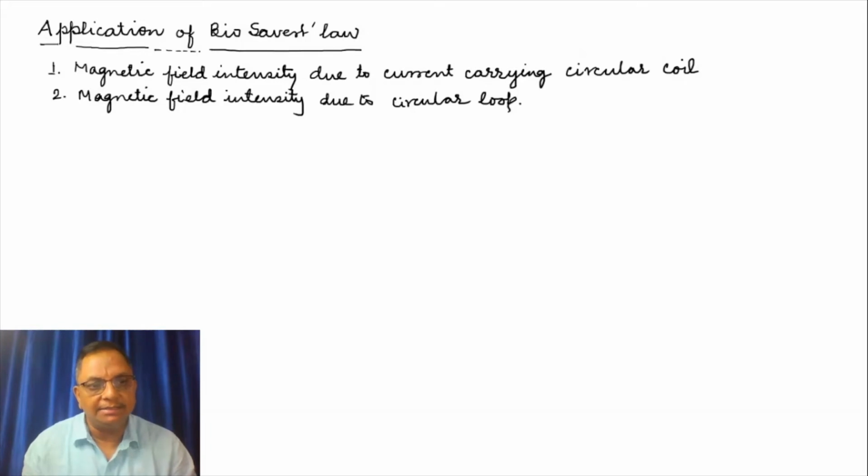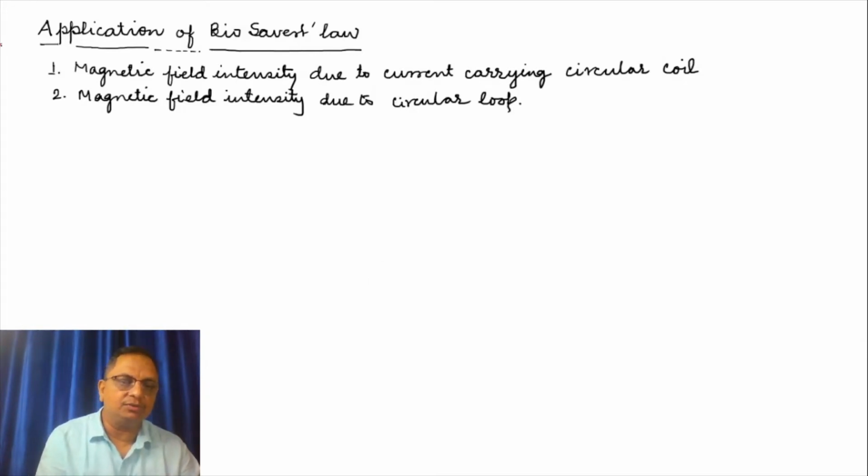One is magnetic field intensity due to a current carrying circular coil. Another is magnetic field intensity due to a circular loop. Let's see. First I am going to discuss with you the magnetic field intensity due to a current carrying circular coil. Let's take a circular coil.